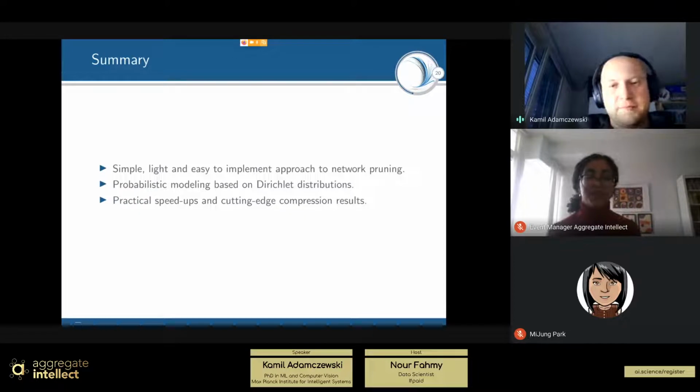So in summary, we have proposed a simple, light, and easy to implement approach to network pruning. It is based on probabilistic modeling using Dirichlet distributions. And this method offers practical speedups and cutting-edge compression results.